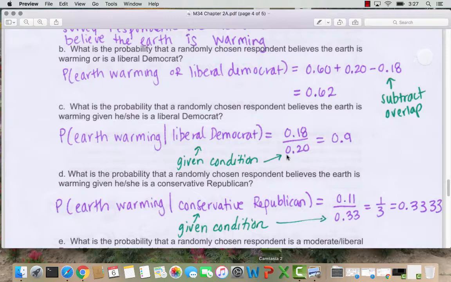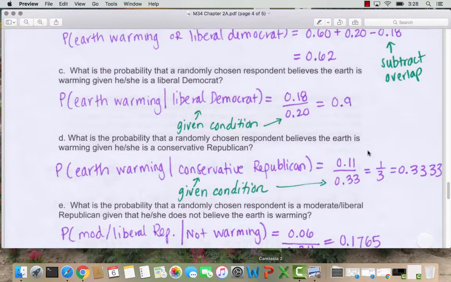Remember, when we're doing a conditional probability, our denominator is the total for that condition. In this case, it's the row total for liberal Democrats. And 0.18 out of that 0.20 believe that the Earth is warming. And so if we divide, we get 0.9. If we wanted to make it a percent, we'd say 90%. So you could say a statement like 90% of liberal Democrats believe that the Earth is warming.